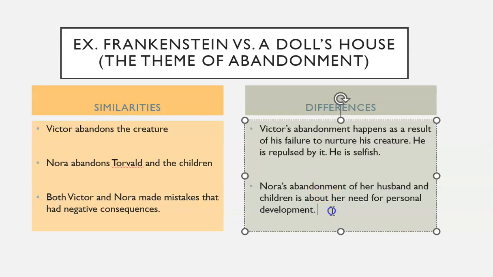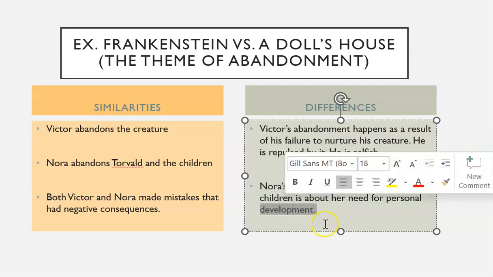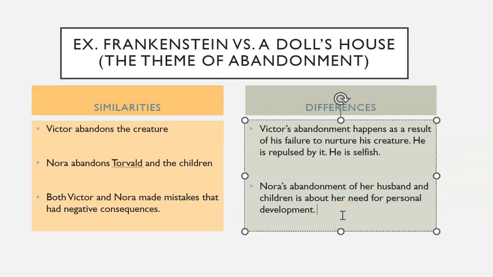I have more sympathy for Nora as a character. So I view Nora's abandonment of her husband and children in a more sympathetic light than I do Victor's. You could view her as selfish as well, but I do think that she, in her situation as a woman in a patriarchal society, needs that opportunity for personal development that she has not had in life before.